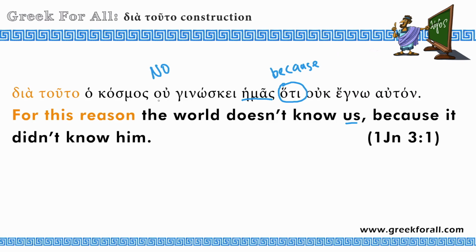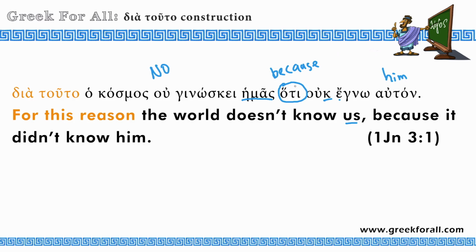Because, and then we have another negative particle, ouk. It is the same as ou right here. We have this kappa at the end because the following word starts with a vowel, so we need to add this kappa. But it means the same, no or not or don't. So because it, the world, didn't know, from ginosko, the same one right here, didn't know auton, him, meaning Jesus. So again, for this reason, the world doesn't know us because it didn't know him.